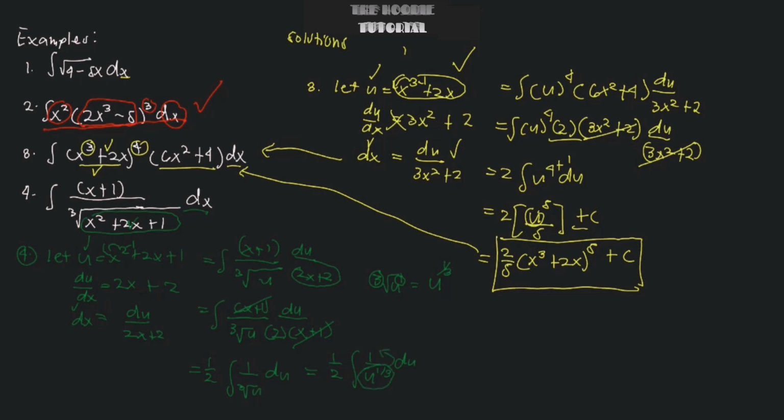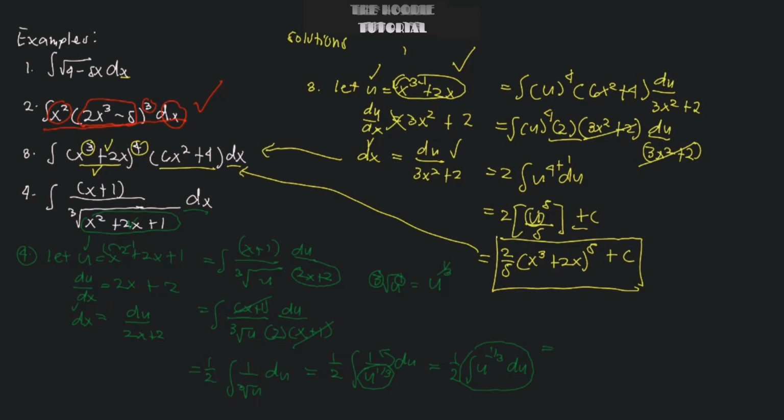Basically we can raise that up. When you raise the denominator with an exponent, just change the sign of the exponent. That would become 1/2 the integration of, since we have to put the denominator to the numerator, u, and then change the sign of the exponent, that will become negative 1/3 du. So we can now evaluate this using the power rule.